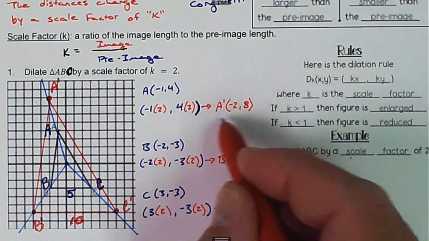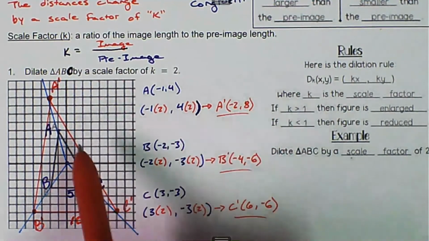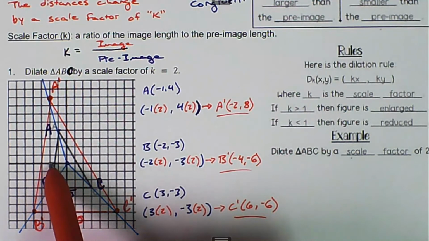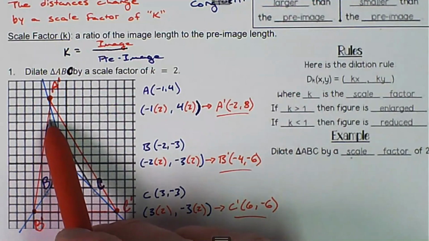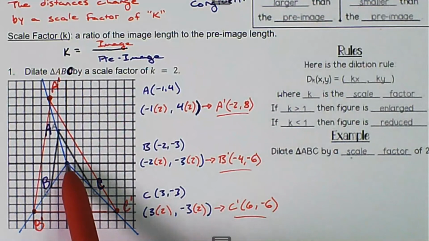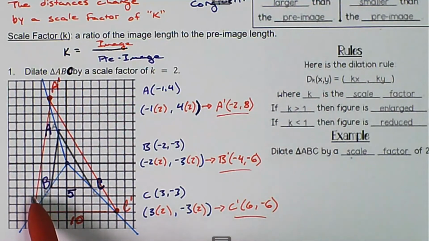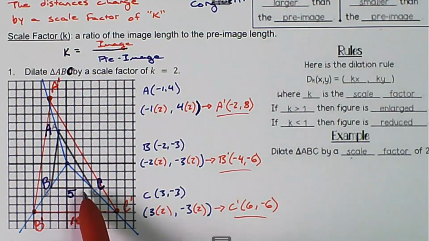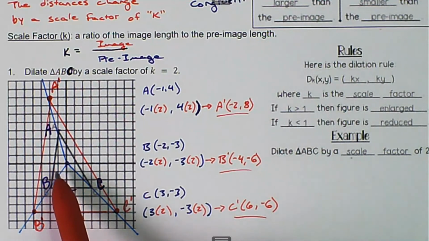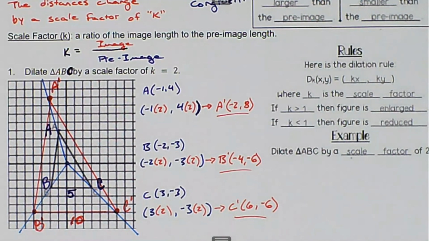So if we check, this should be the coordinates of our image. So -2, up 8, 1, 2, 3, 4, 5, 6, 7, 8. -4, -6. 1, 2, 3, 4. 1, 2, 3, 4, 5, 6. And 6, -6. 1, 2, 3, 4, 5, 6. -6.